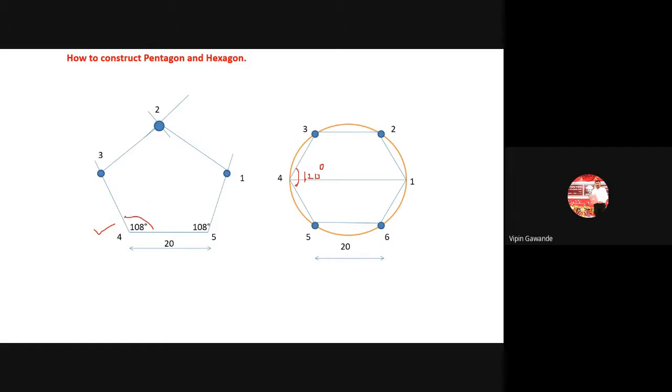In case of pentagon, the included angle is how much? 108 degree. Okay, and in case of the hexagon, the included angle is how much? It is 120 degree. So these are the two MCQ questions for pentagon and the hexagon.